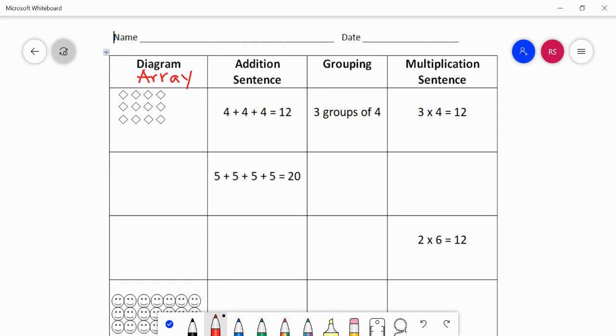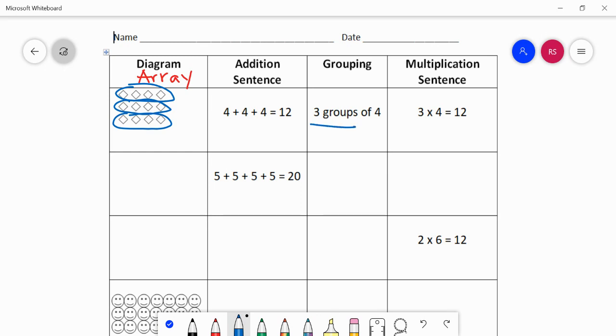So let's take a look at this first example. This is your guided practice. Here is our array. Our array is made up of diamonds. It says we have 3 groups of 4. Remember, we always start with a number of rows. Rows go side to side. 1, 2, 3 groups of 4 inside of each group.